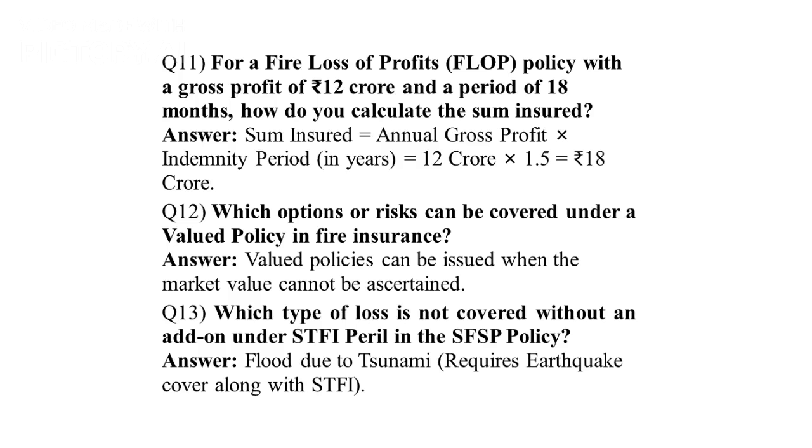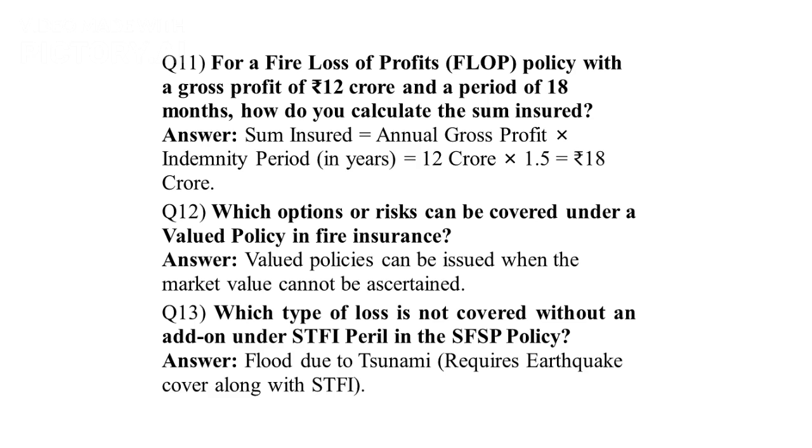Q11, for a LOP policy with a gross profit of 12 crore in a period of 18 months, how do you calculate the sum insured? Answer, sum insured equals annual gross profit times indemnity period, in years, equals 12 crore times 1.5 equals 18 crore rupees.